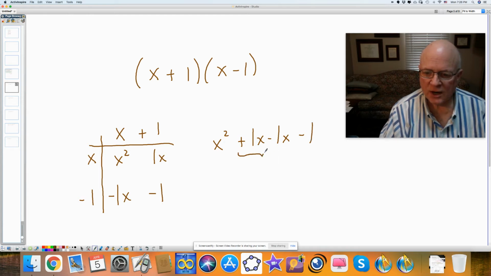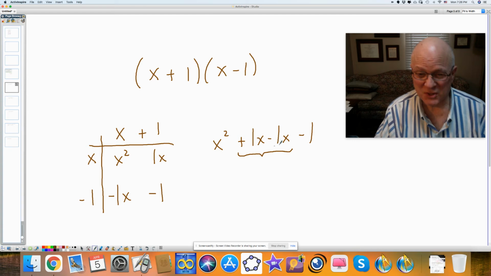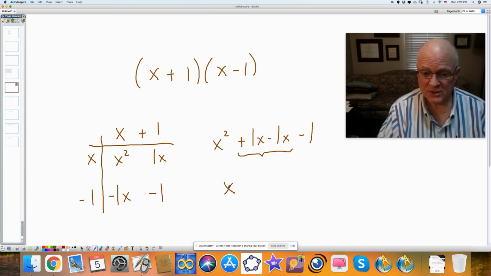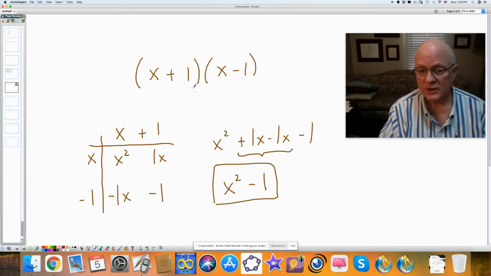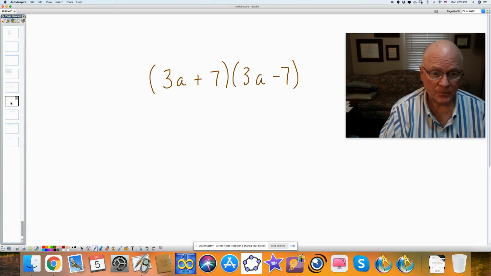Notice these two are like terms. They both have an x in it. They don't have an x squared. They don't have just a number. They have an x in it. And it's a plus and a minus, so this goes to 0. So I end up with x squared minus 1. This is a difference of two squares. That's why they call this a difference of squares. When you multiply a binomial by its conjugate, where the one is a negative, you get the square of this one minus the square of the second term.